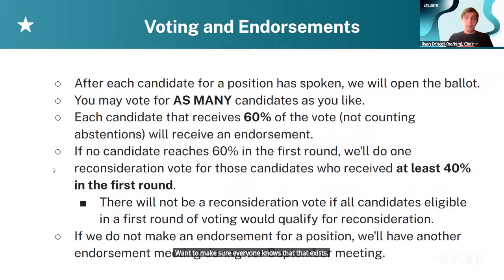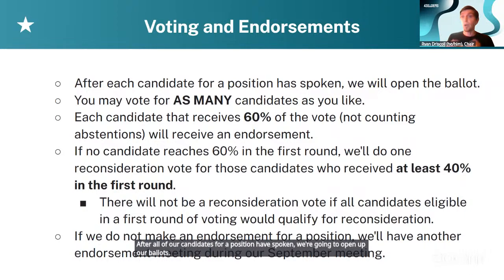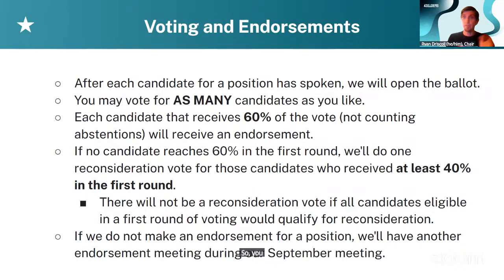Okay. Voting and endorsements. After all of our candidates for a position have spoken, we're going to open up our ballots. We do approval voting, which means you can vote for as many candidates as you like. So you can vote for all of them. You can vote for just one of them. Each candidate that receives 60% of the vote, not counting abstentions, will receive the endorsement. So no one needs to motion for a dual endorsement or anything like that.